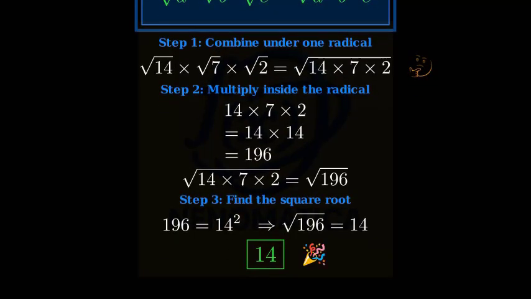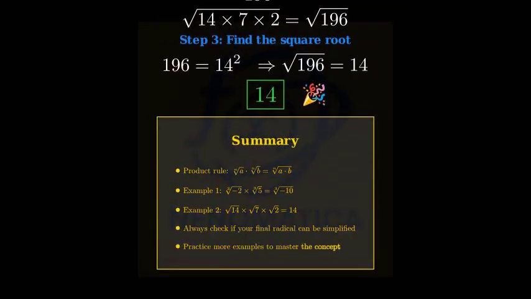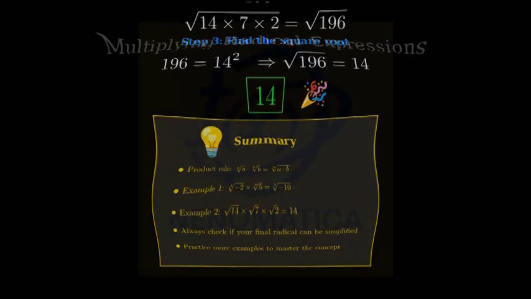Let's summarize what we've learned. When multiplying radicals with the same index, we can combine them under one radical and multiply the values inside. This is known as the product rule for radicals. For example, we saw that the cube root of negative 2 times the cube root of 5 equals the cube root of negative 10. And we also saw that the square root of 14 times the square root of 7 times the square root of 2 equals 14. Remember to always check if your final radical can be simplified further. Practice these concepts with more examples to master the multiplication of radicals.